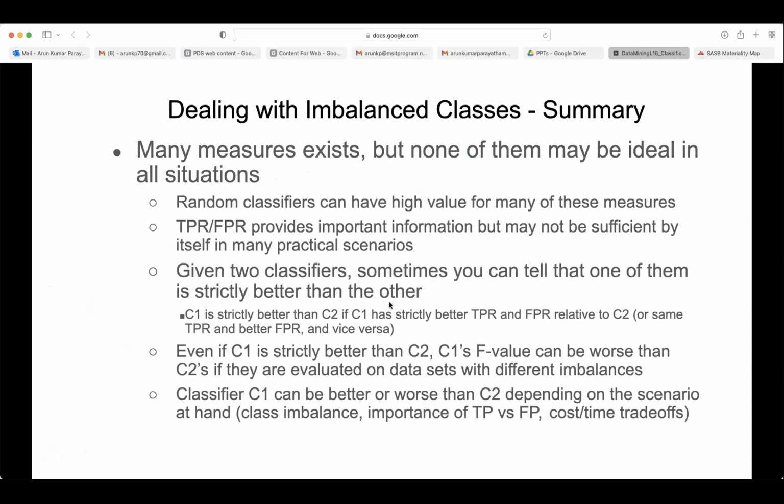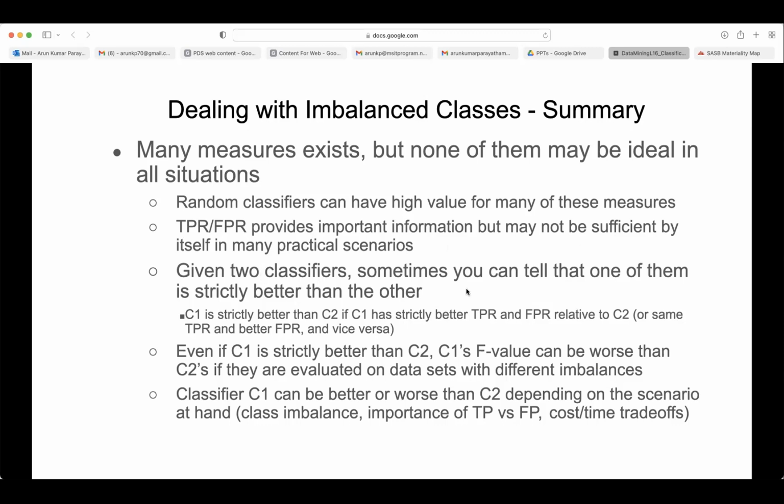the algorithm in the business. Dealing with imbalanced classes, summary: many measures exist, but none of them may be ideal in all situations. Random classifiers can have high values for many of these measures. TPR by FPR provides important information, but may not be sufficient by itself in many practical scenarios.